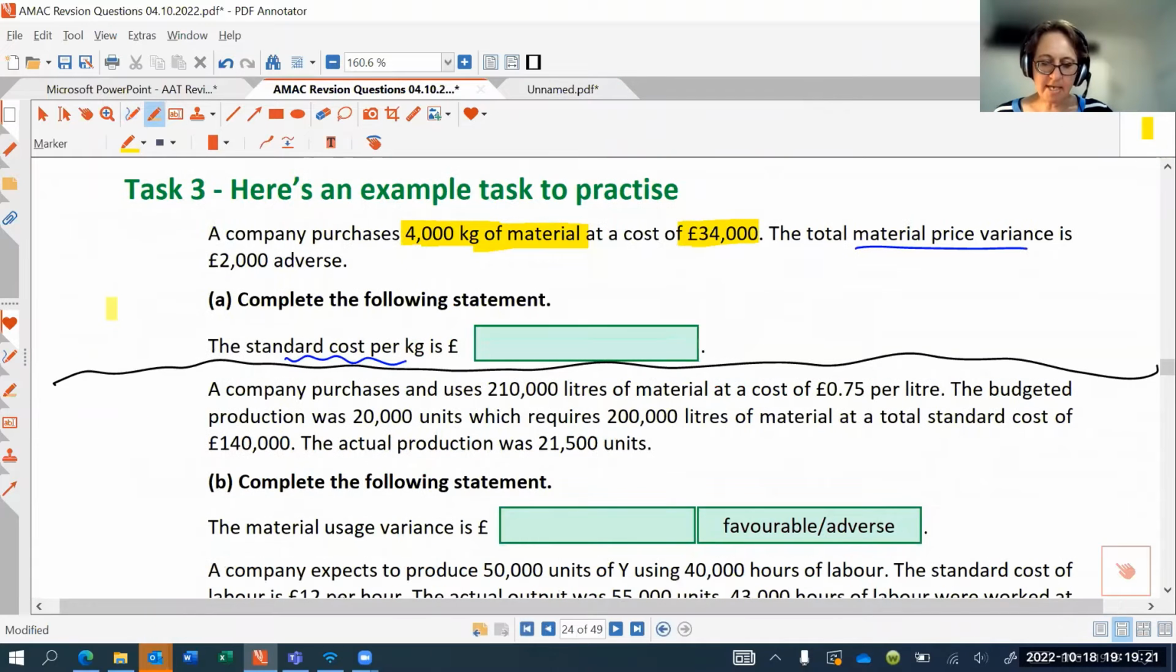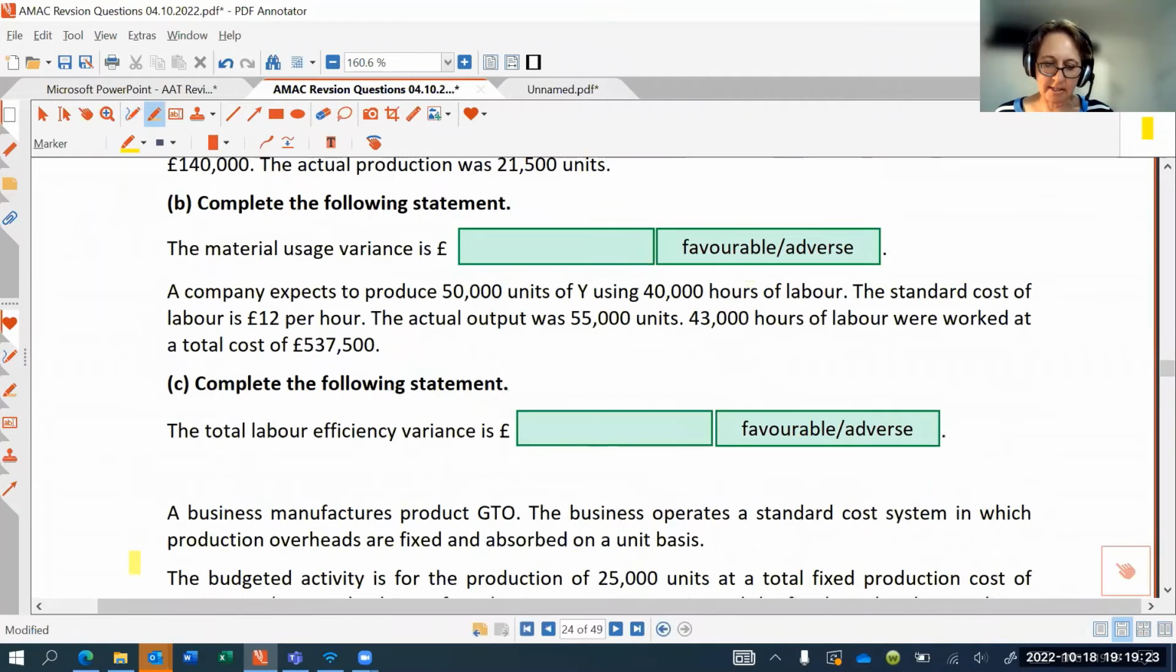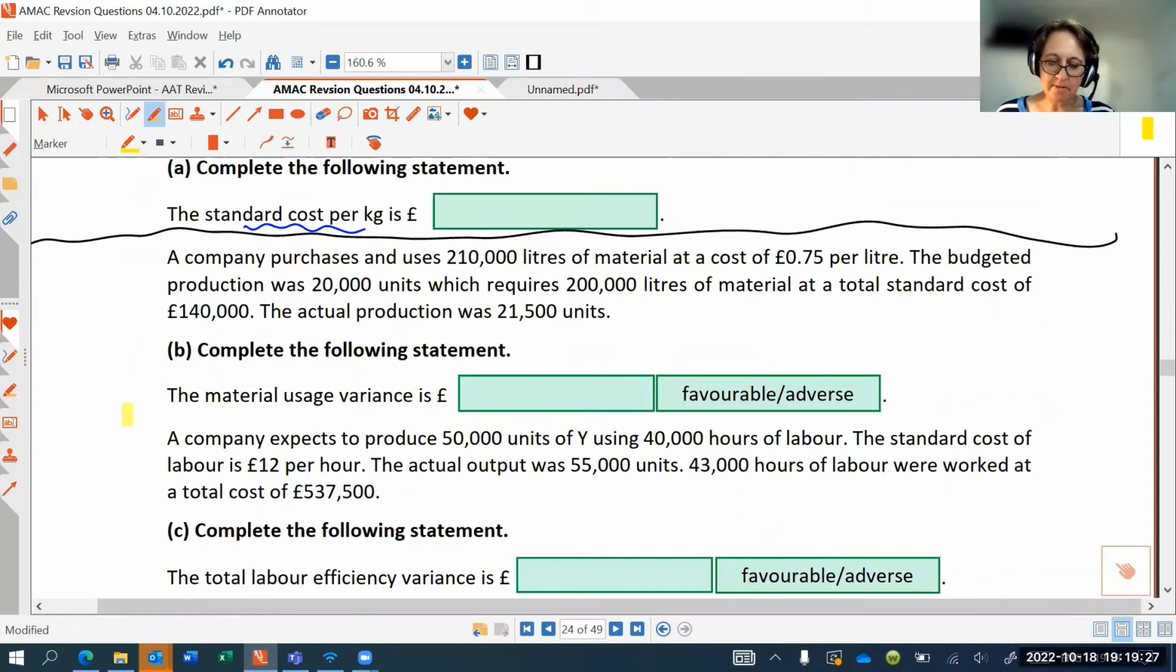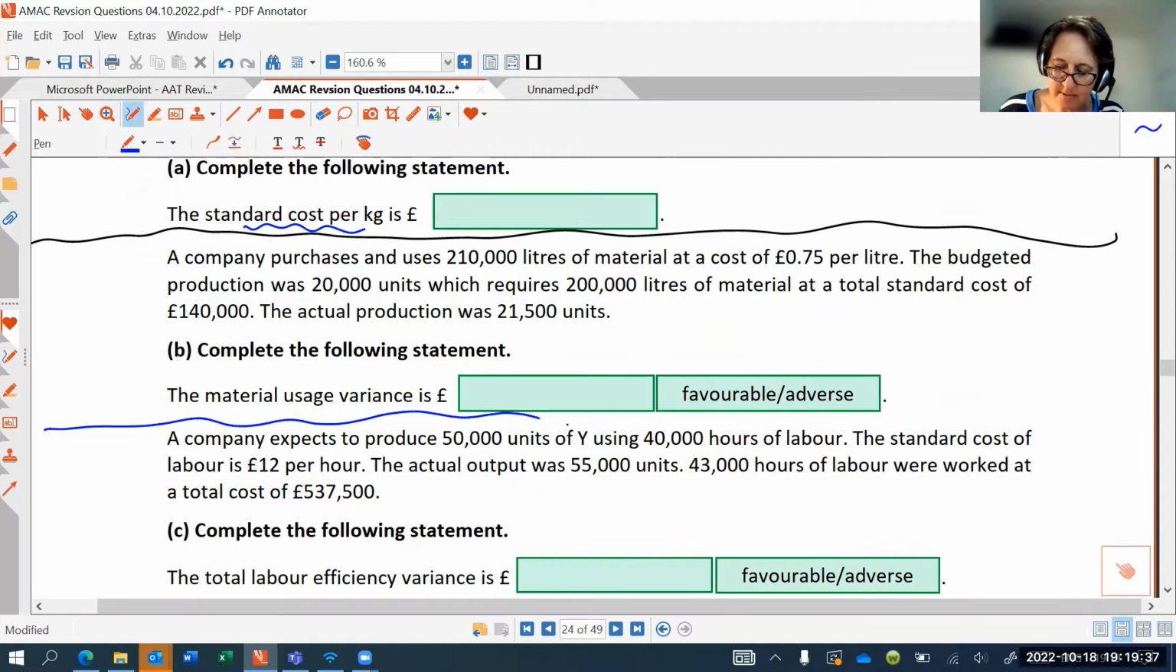Great. So again, to avoid getting overwhelmed, I'm just going to look at a little bit at a time. So I then have a bit more information, starting with the company purchases and uses 210,000 litres and ending here with the material usage variance is. So this is the next part of the task, part B.